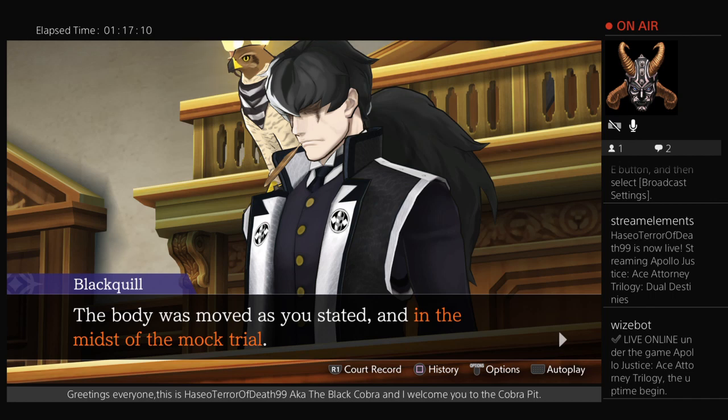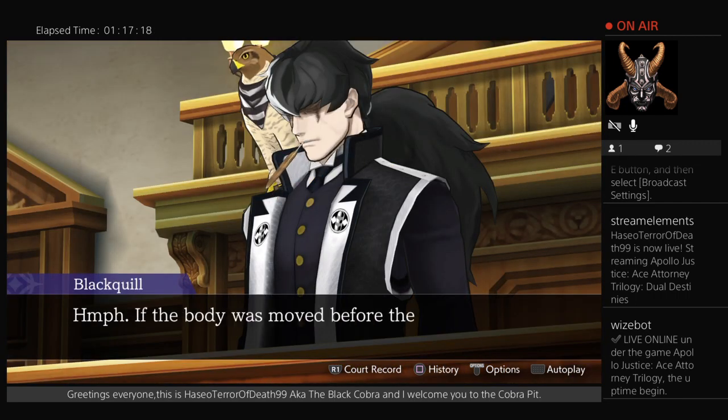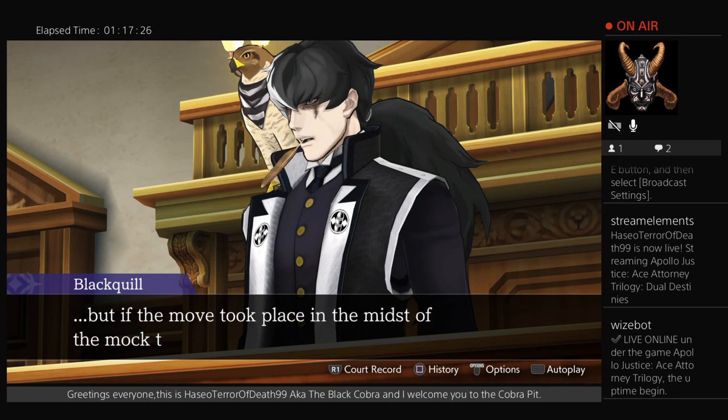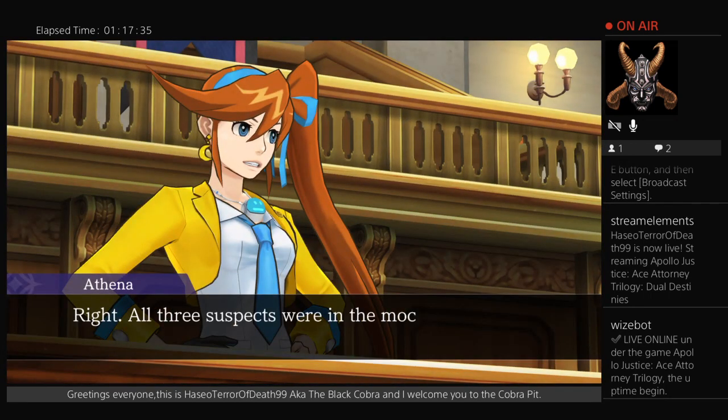The body was moved as you stated, and in the midst of the mock trial... If the body was moved before the mock trial, we have our three suspects. But if the move took place in the midst of the mock trial, it's an entirely different story. All three suspects were in the mock trial. That gives some solid alibis.